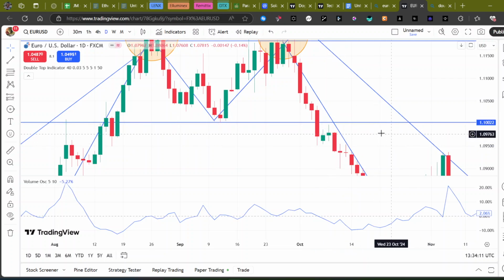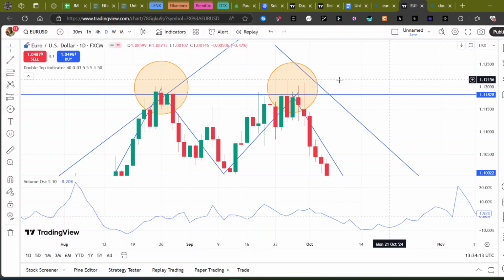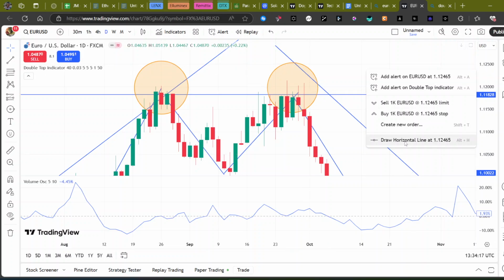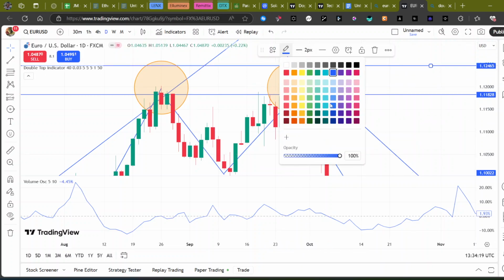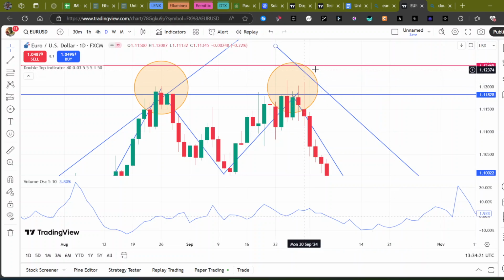Then for your stop loss placement, you can place it above the second peak. Your stop loss can be placed above the second peak. This keeps you protected in case of a false breakout.